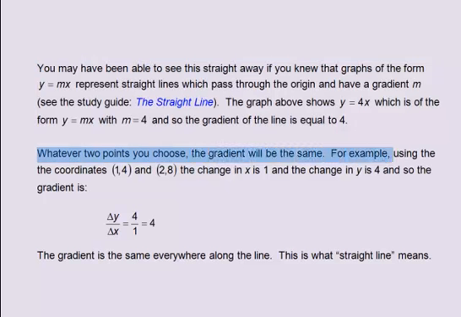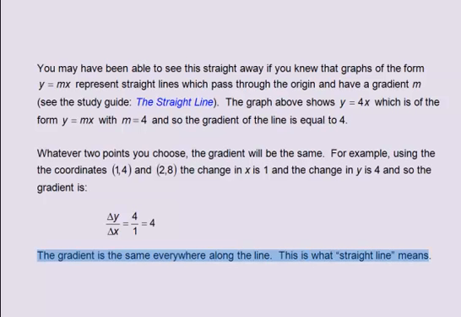For example, using the coordinates 1, 4 and 2, 8, the change in x is 1 and the change in y is 4. So the gradient is delta y over delta x equals 4 divided by 1, which equals 4. The gradient is the same everywhere along the line. This is what straight line means.